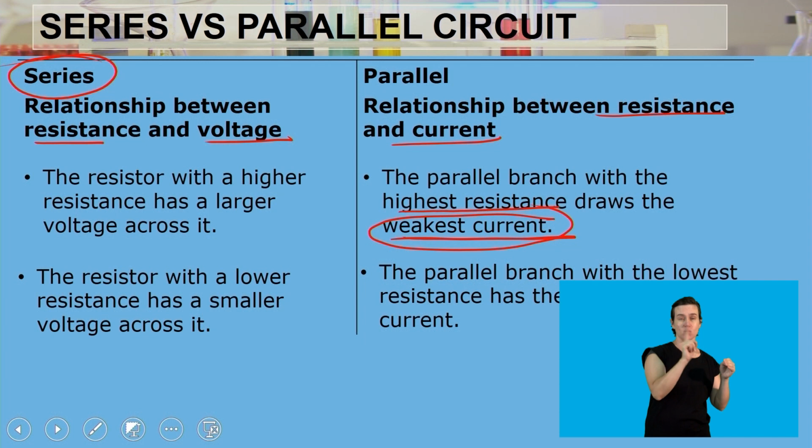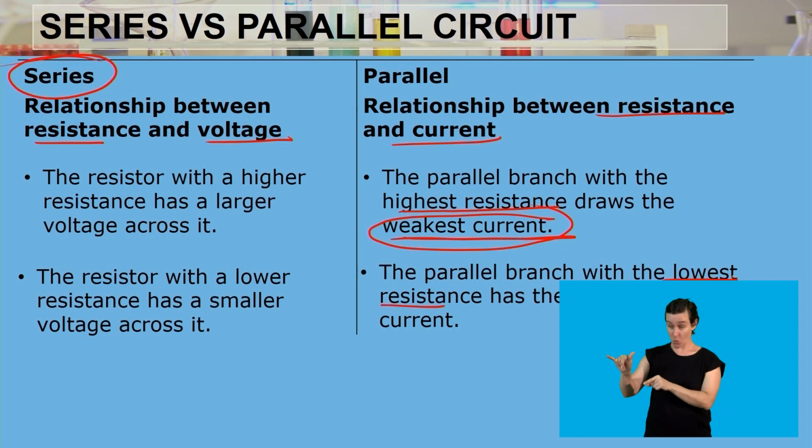As we have said, least resistance means less energy needed to push the electrons from one point to the other. However, in parallel, the branch with the lowest resistance has the strongest current. As we have said, current looks for the path with the least resistance. The one with the least resistance will receive the greatest current. The one with the most resistance will receive the least current.